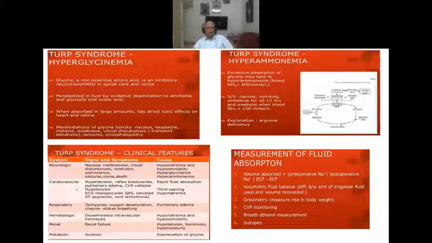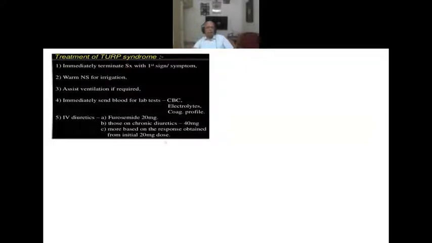So again, the various systems which can be affected by TURP syndrome: neurological, cardiovascular, respiratory, hematologic, renal, metabolic. All those symptoms are there. This is important from the theory point of view also, because they ask you the TURP syndrome features. So immediate termination of surgery is the first step. That is the first one.